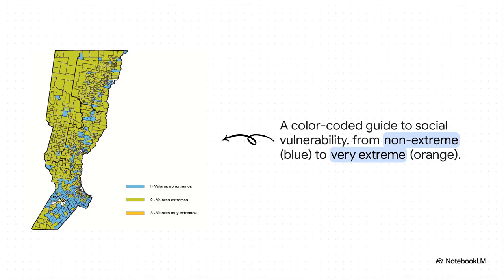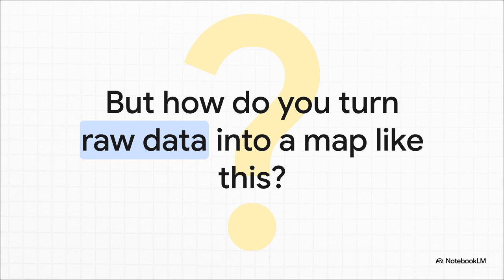This map just brilliantly illustrates the power of a quantitative approach, right? They didn't just guess. They literally put vulnerability on a map, which took this invisible problem and made it totally visible. But how in the world did they turn all that raw data into a map like this one? Well, it's a pretty fascinating process.